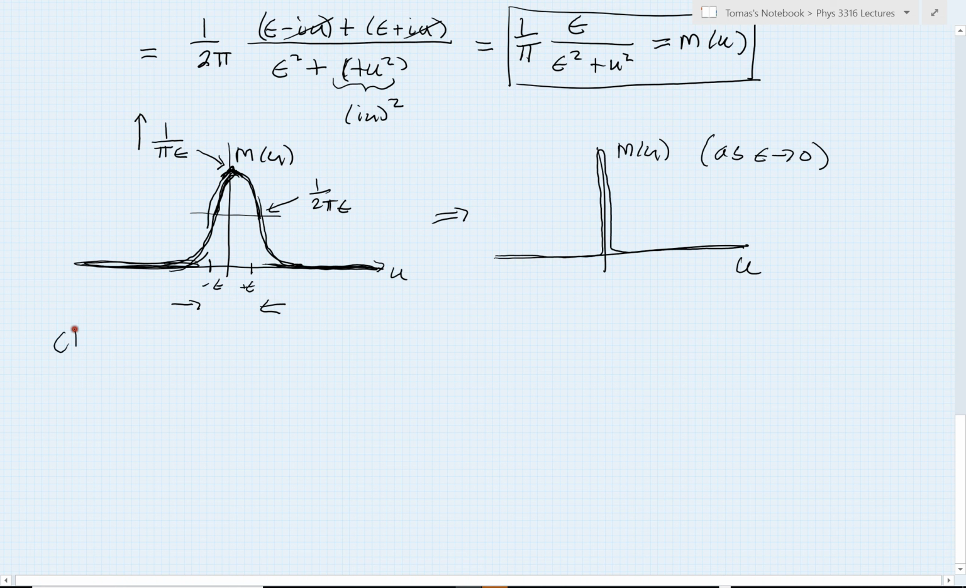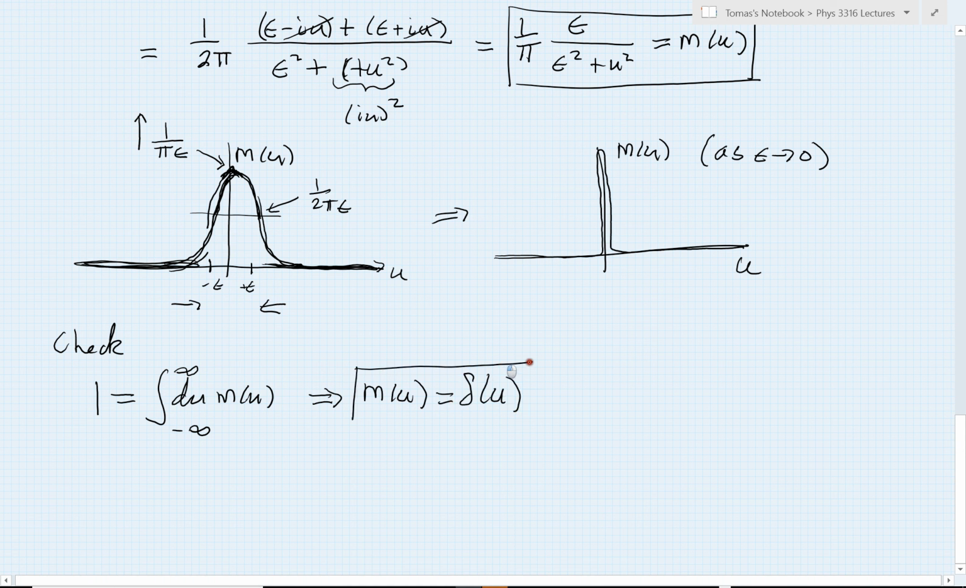So I need to check now whether or not 1 equals the integral of m of u du. If that does hold, integral du m of u, integrating, of course, over all possible values, we need to check this. If it works, then we know that this would imply that, in fact, m of u is acting exactly like one of these delta distributions. So let's see if we can conclude that.